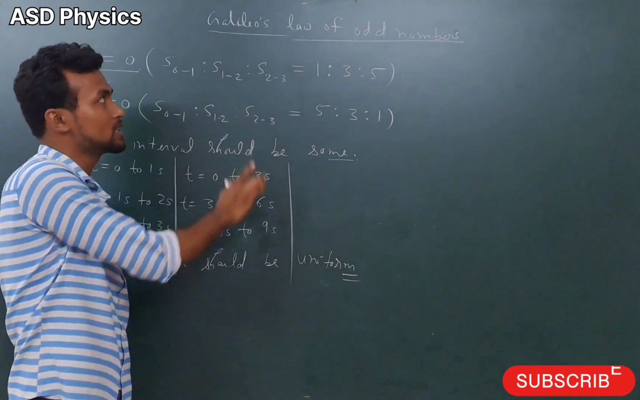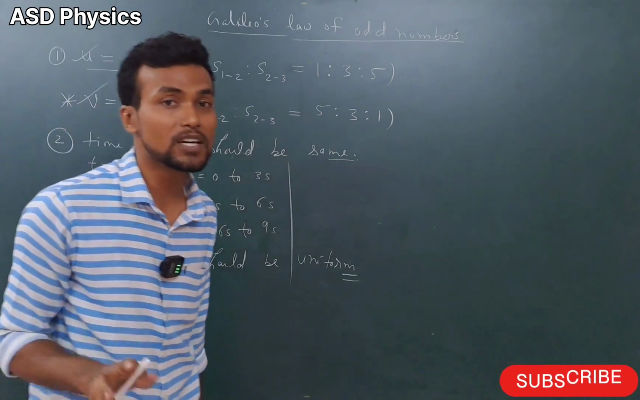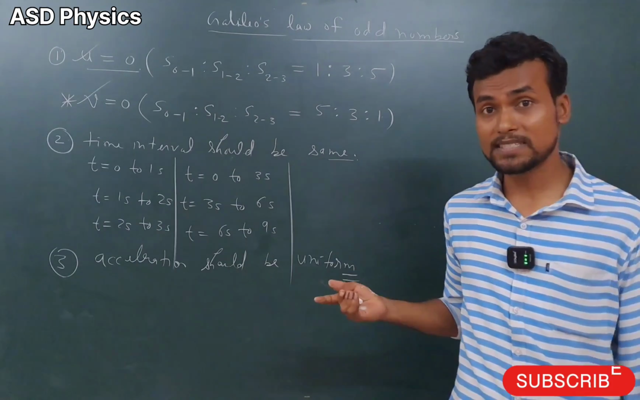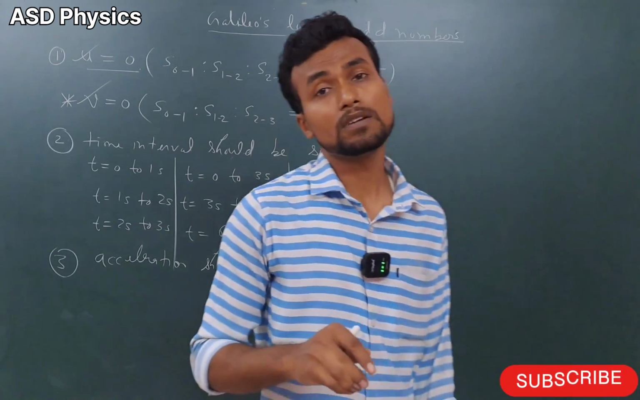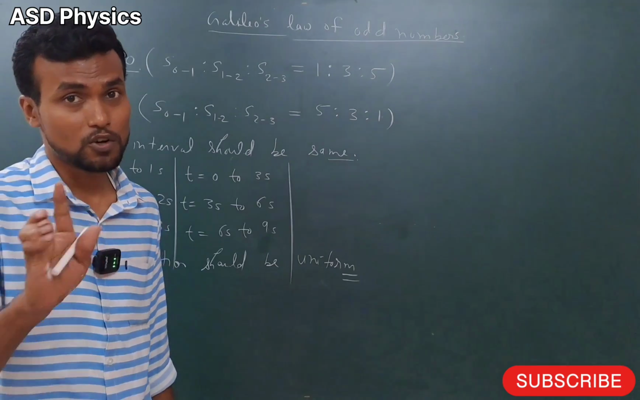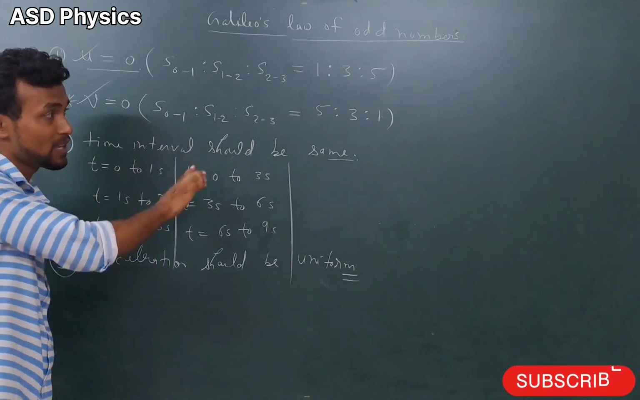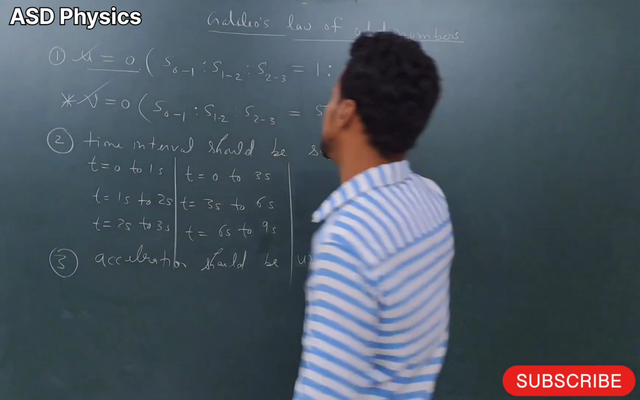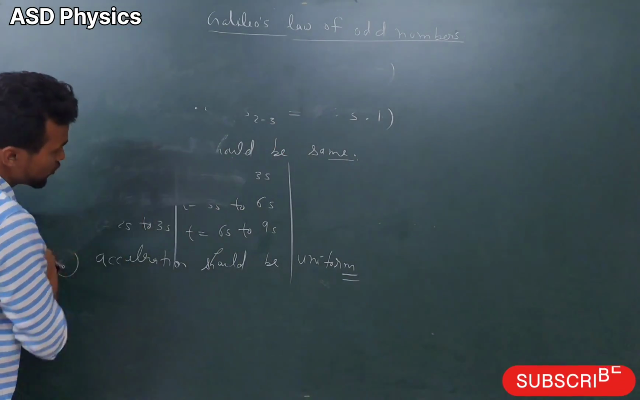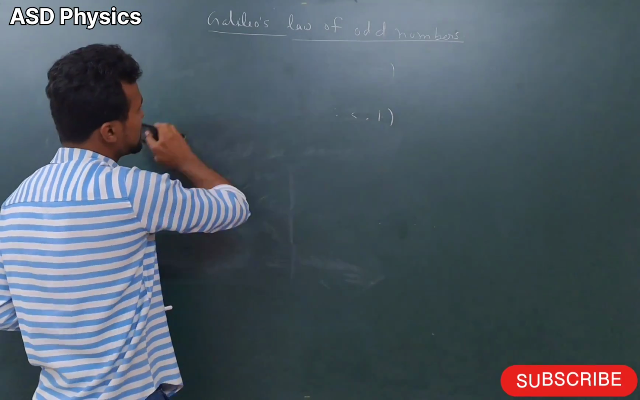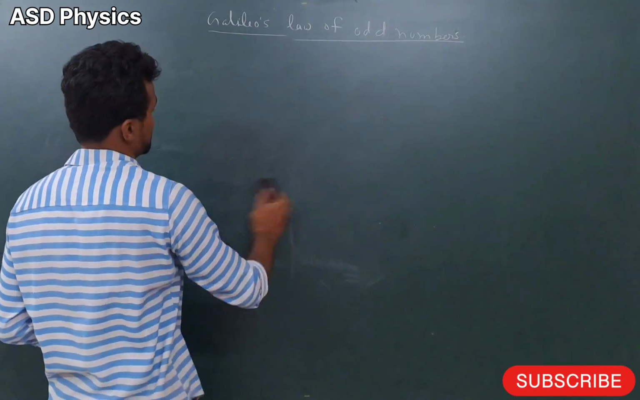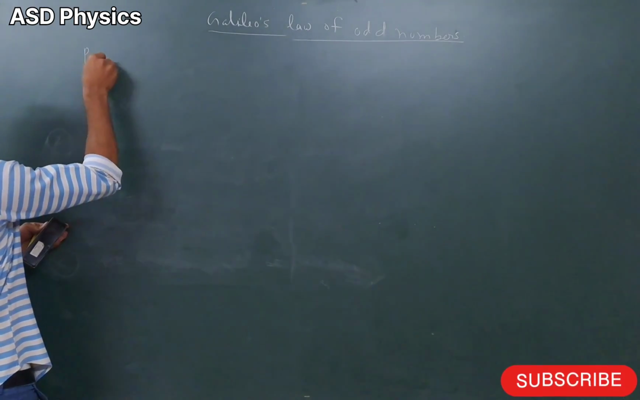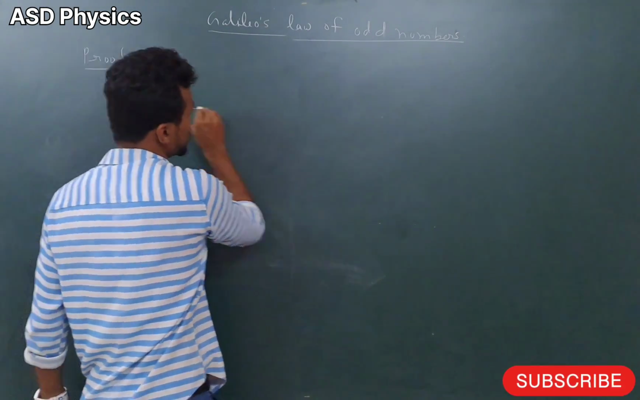So my dear students, after learning this Galileo's law of odd numbers, we are going to apply it to solve the questions. I will just give you one very small proof also, so that you can understand the numericals very well. Just note it down very well.